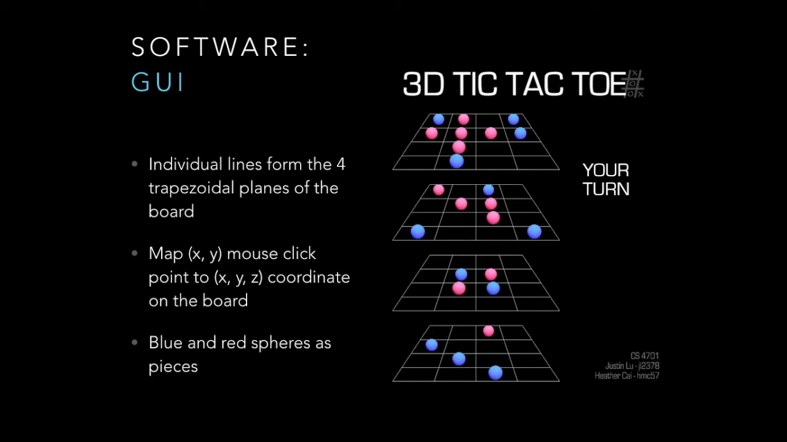Finally, for the pieces, we decided that spheres would be a good pick because they make the game appear more three-dimensional, and they didn't have to be projected onto the board. The pieces in the back are slightly smaller than the pieces in the front to preserve perspective.